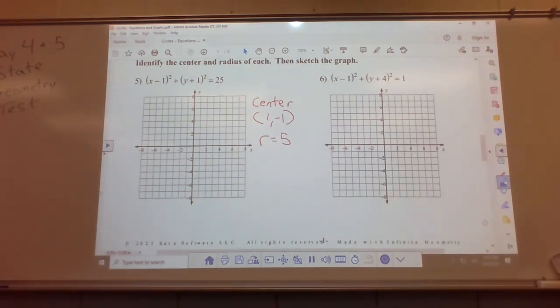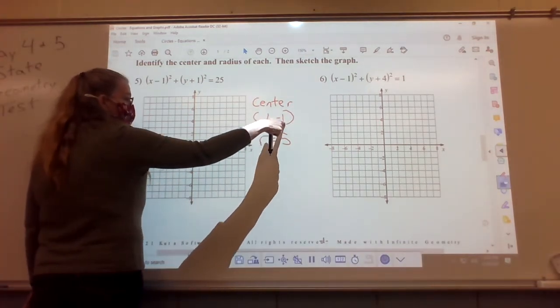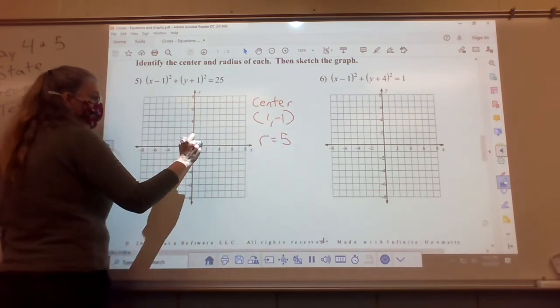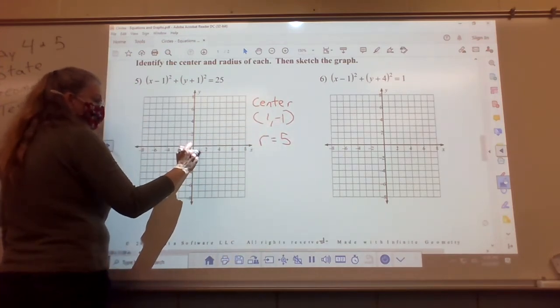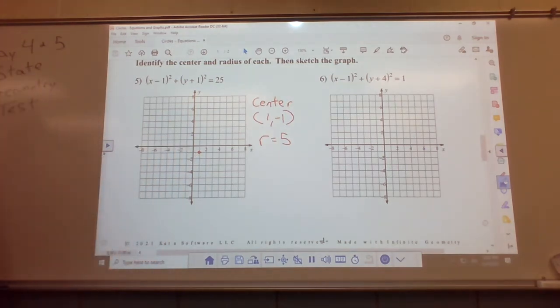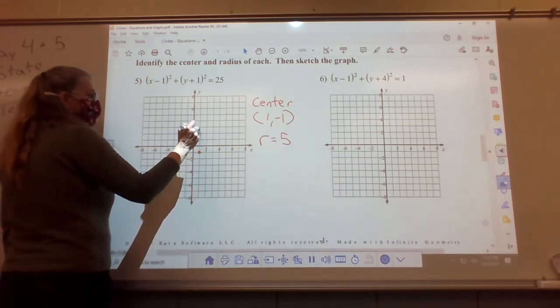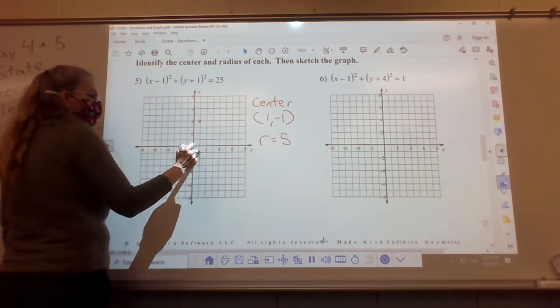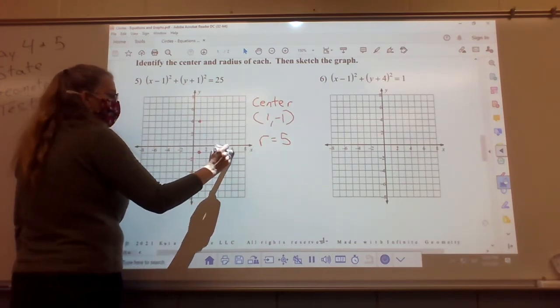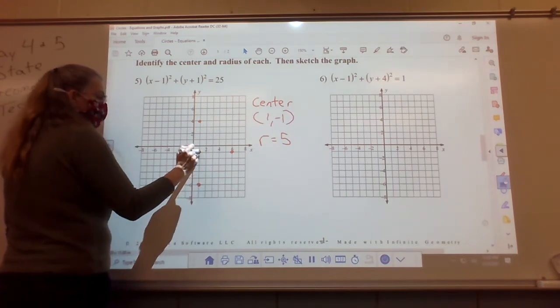So now I can go ahead and put this in my graph. So I'm going to graph 1, negative 1. Now again, be careful, sideways, up and down. So I'm going to go 1 to the right, 1 down. So there's my point. Now my radius is 5, and I want a few different points I can draw this around. So I'm going to go 5 in 4 different directions. So I'm going to go 5 up, 5 to the right, 5 down, 5 to the left.